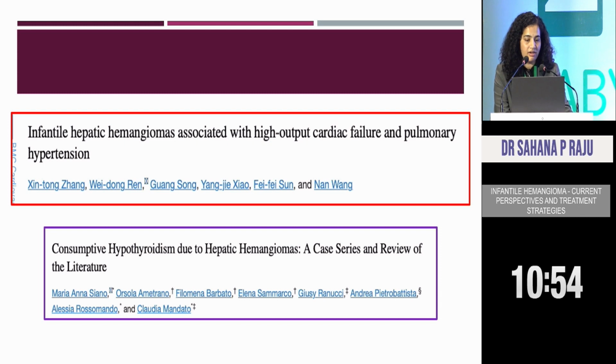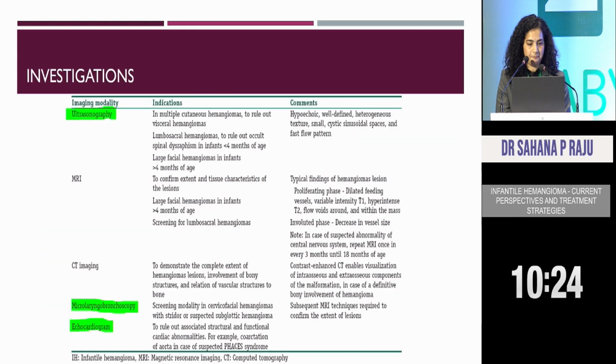Again, how can something as small as an infantile hemangioma cause hypothyroidism? So this entity is called consumptive hypothyroidism. It's a rare scenario where there is overexpression of an enzyme called deiodinase. So why I'm telling you about all these things is you should suspect visceral hemangiomas when there are more than 5 small cutaneous hemangiomas. So the current guideline is to do an abdominal ultrasound to rule out visceral hemangiomas if there are more than 5 cutaneous hemangiomas.